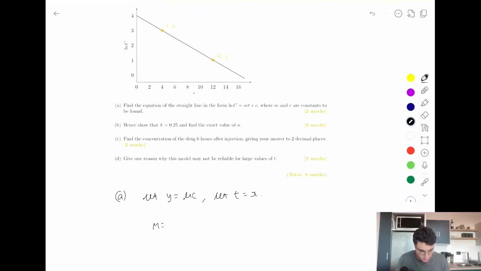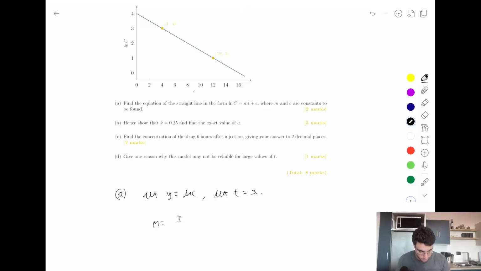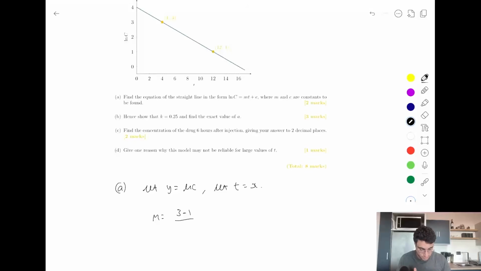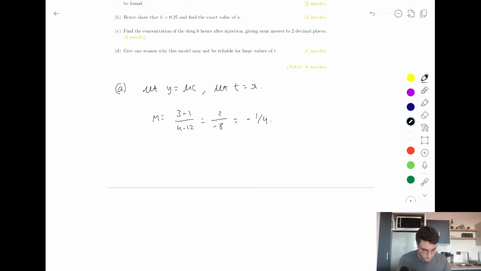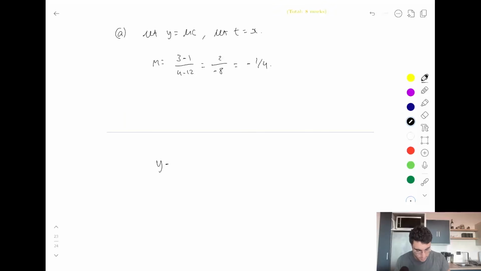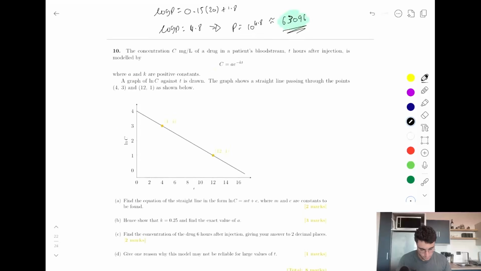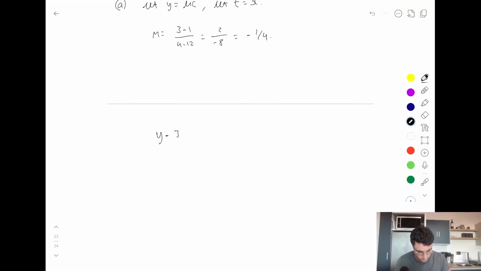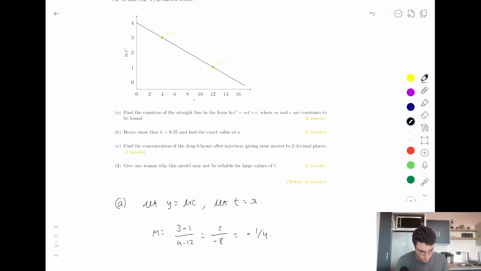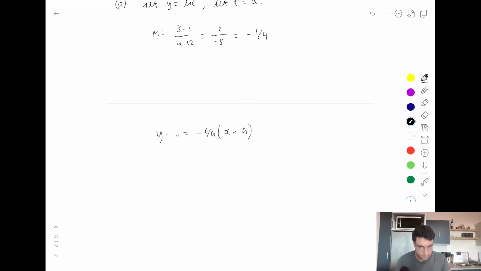M, what's M equal? M is simply going to equal 3 minus 1, rise over run, over 4 minus 12, which is equal to 2 over minus 8, which gives me negative a quarter. Okay, so y minus y1, which is 3, equals negative a quarter, x minus x1, which is 4.